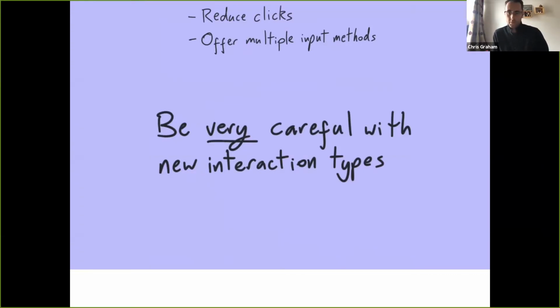In general, be very careful when you have a new interaction type. The built-in input methods for most systems can be relied upon because the developers have done work on accessibility, but things like interactive graphics, embedded tools from outside the system, you need to think about, can every student use this interaction?